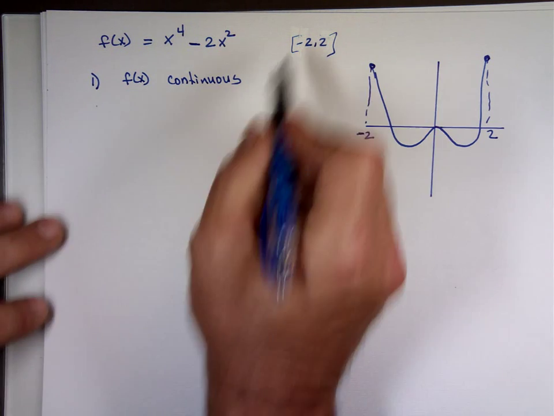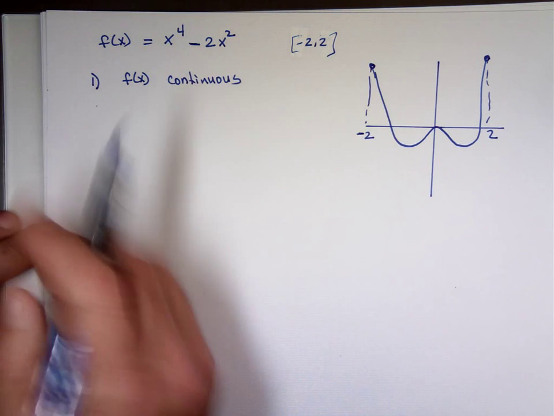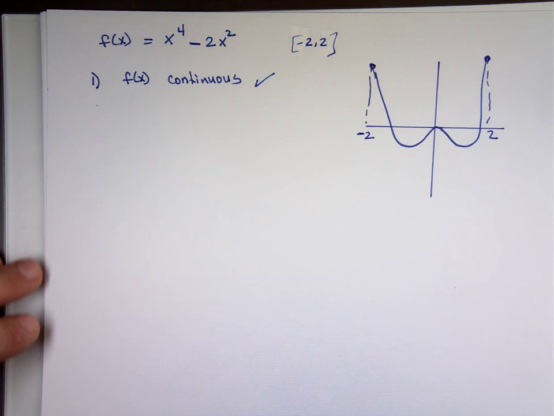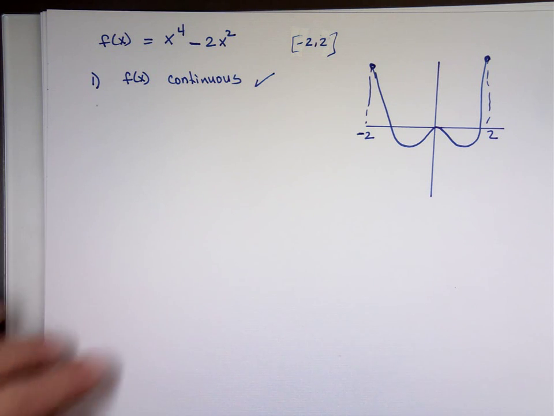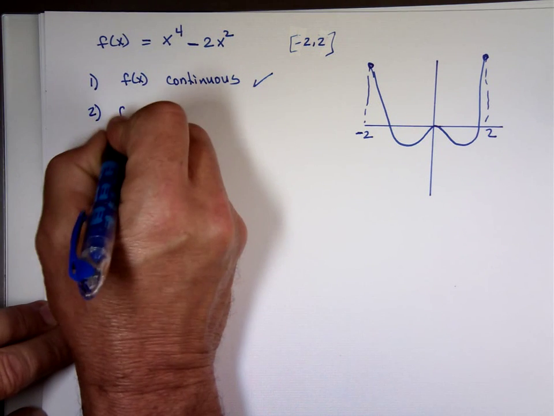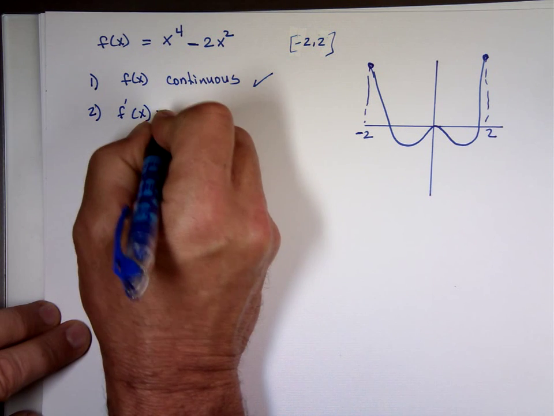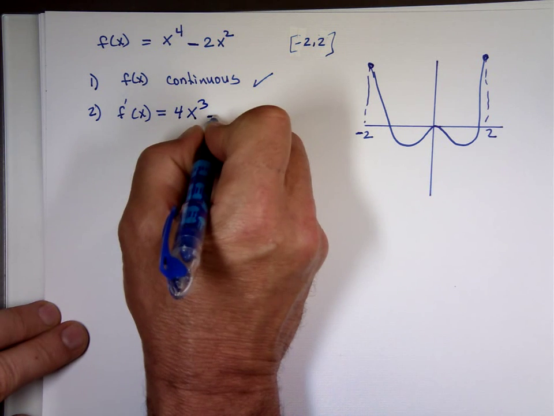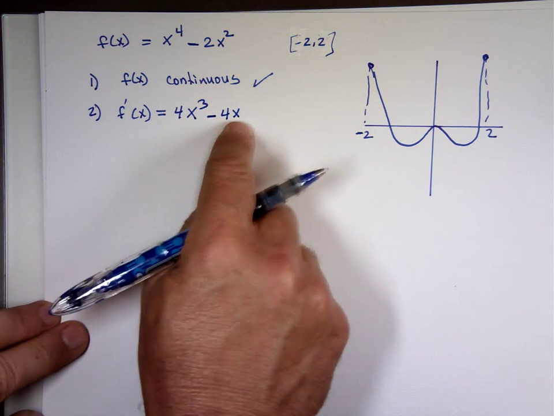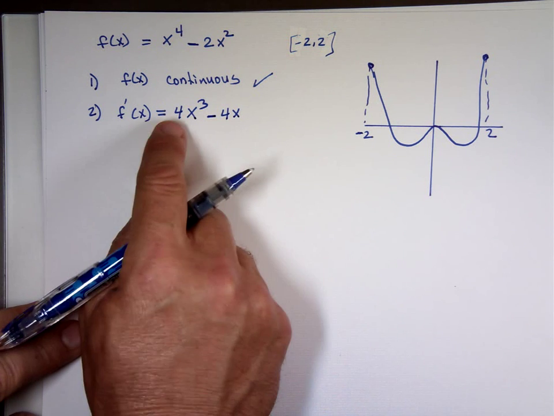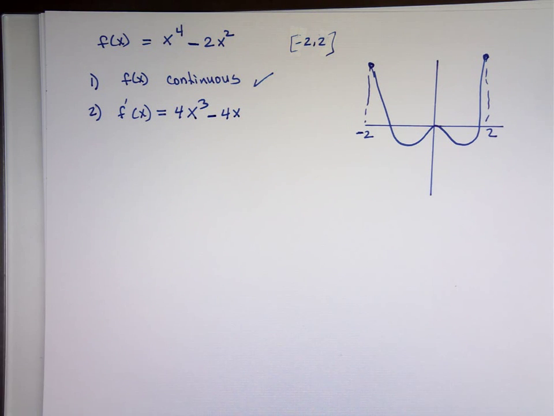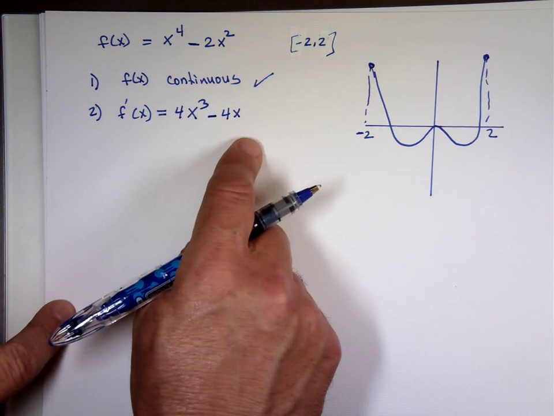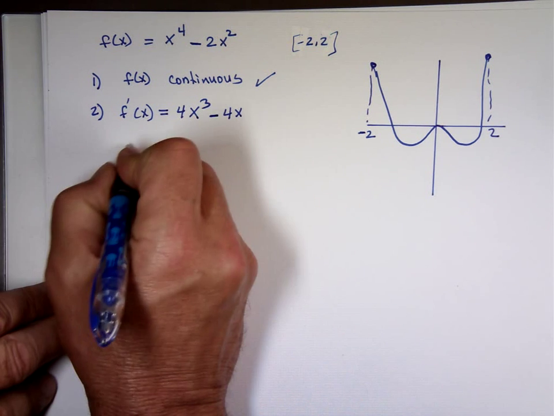Can you pick any number where if you plug it into this equation, you will not have an answer? No. So that condition is good. Condition number 2, let's take the derivative of that. What's the derivative? 4x to what power? 3 minus what? 4x. Is there a point between the minus 2 and the 2 where the derivative does not exist? Is there a value between the minus 2 and 2 where, if you plug it into the derivative, you will not have an answer? No. So condition number 2 is good.